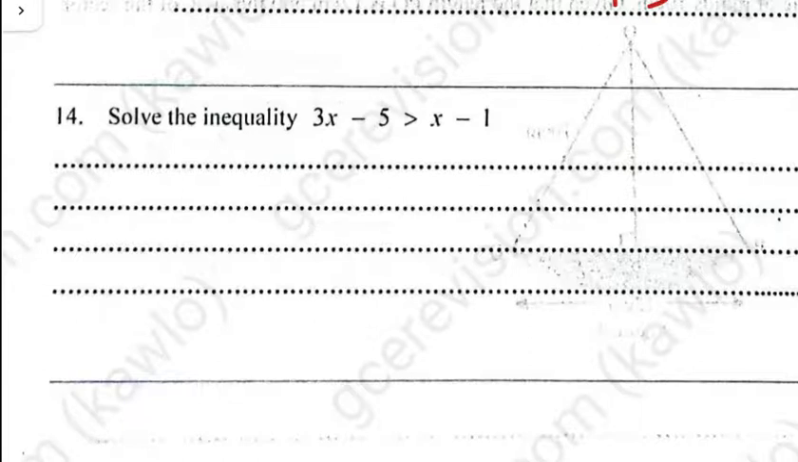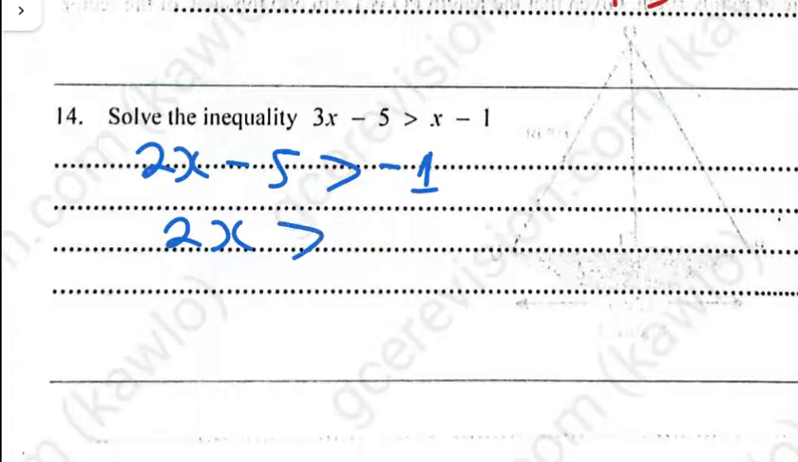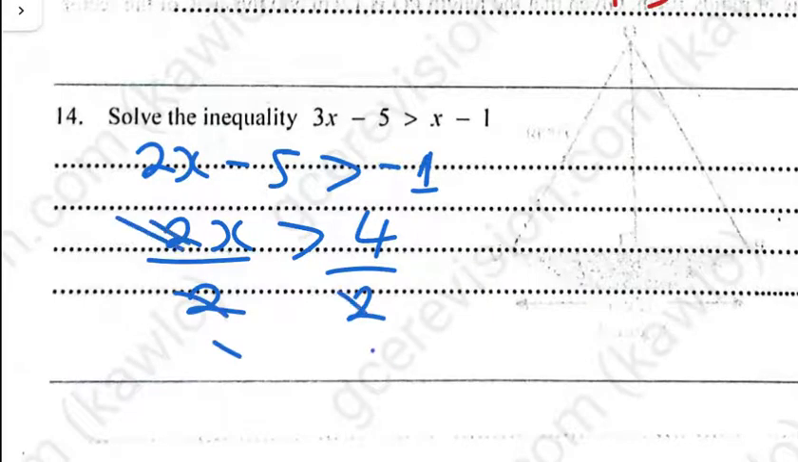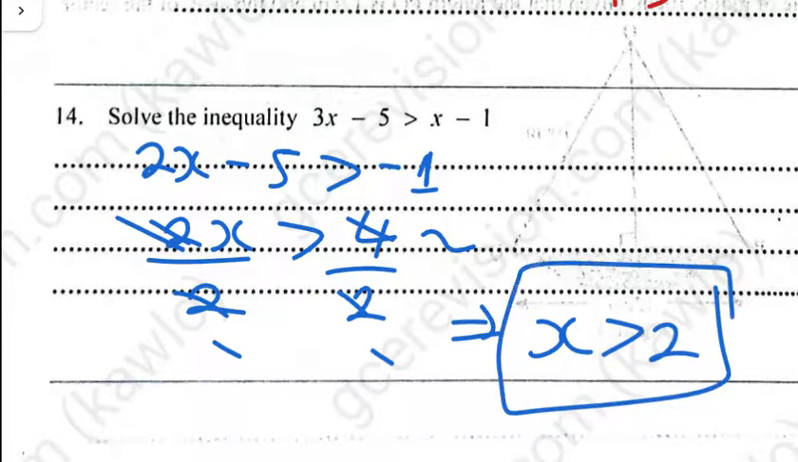So this is going to give us, bringing like terms together, we subtract x from both sides, and we have 2x minus 5 is greater than negative 1. Add 5 to both sides, we have 2x is greater than, when 5 crosses the inequality sign it becomes positive 5, plus 5 minus 1 is 4. From here we divide both sides by 2. So this implies that x is strictly greater than 2. That's what you have for the inequality.